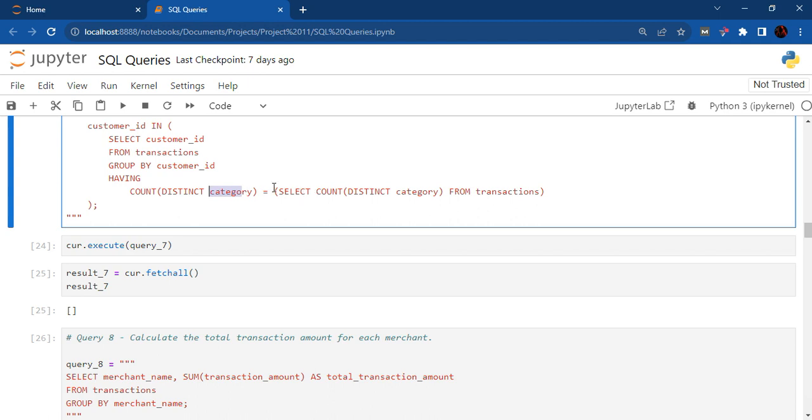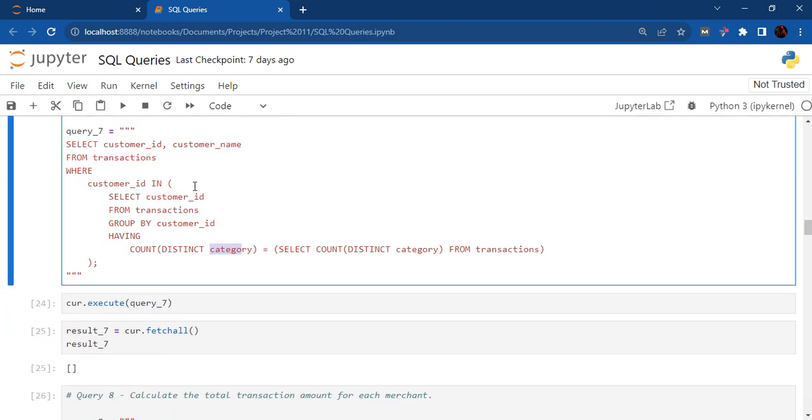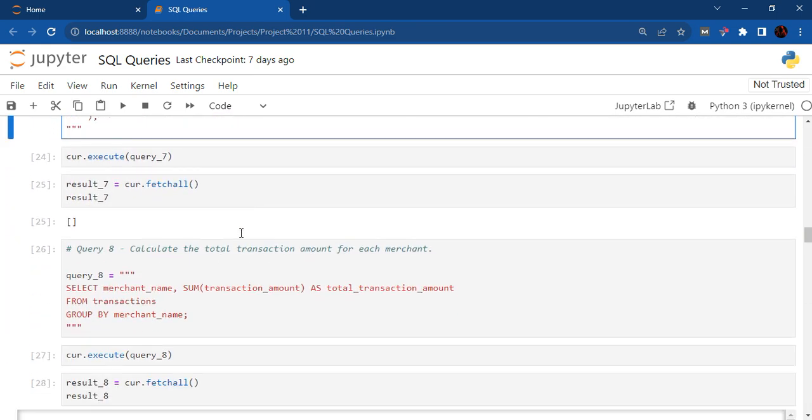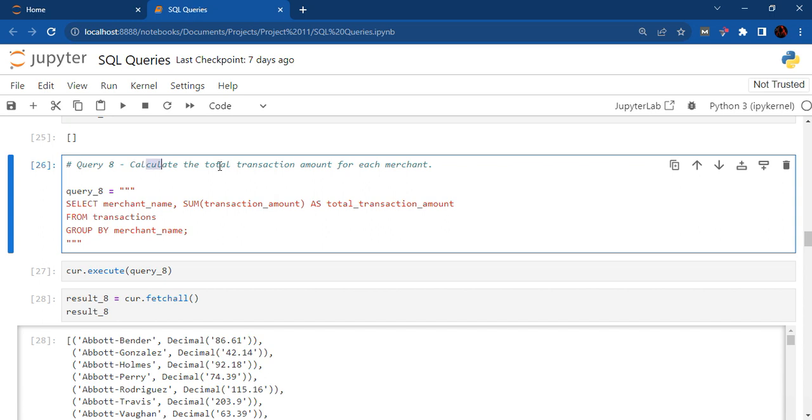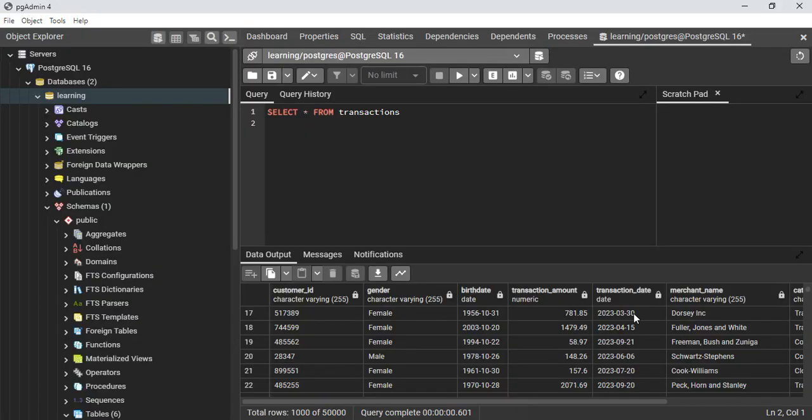Remember, if it's equal, we could have a value, but they're not actually equal. So that is what just happened over here. Okay, let me run along. Over here I'm saying calculate the total transaction amount for each merchant. Now merchant was this merchant here, all these ones here.